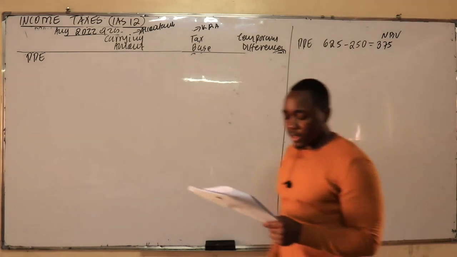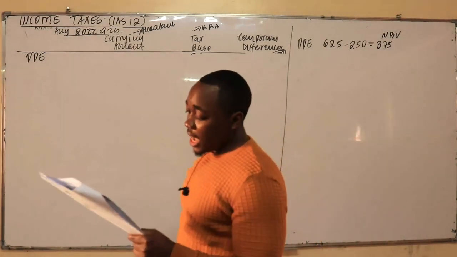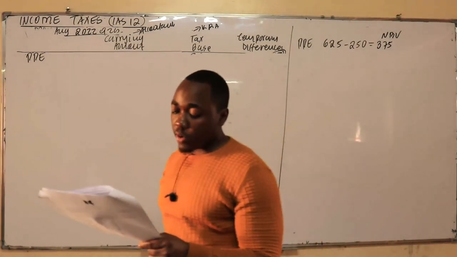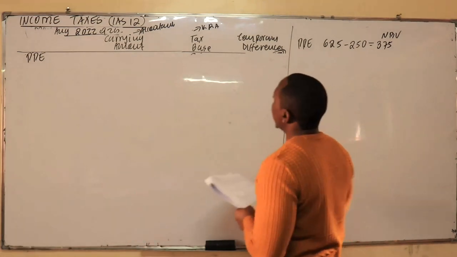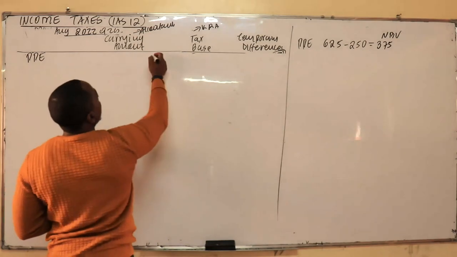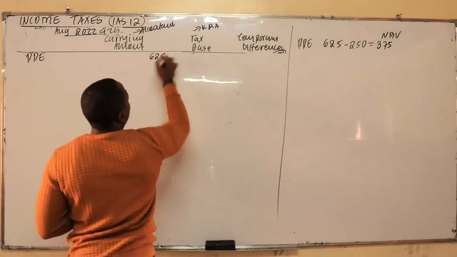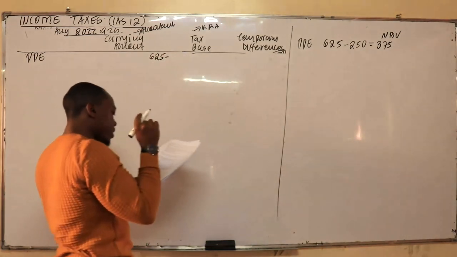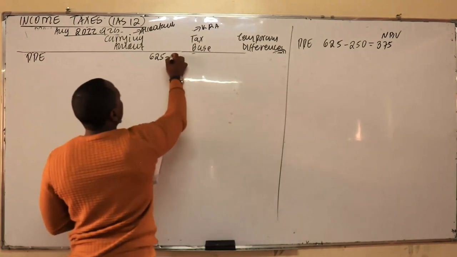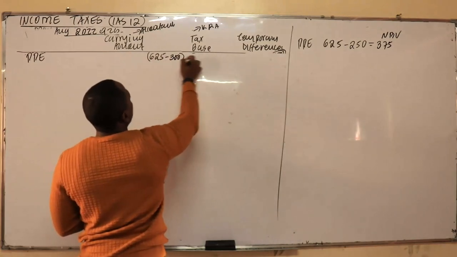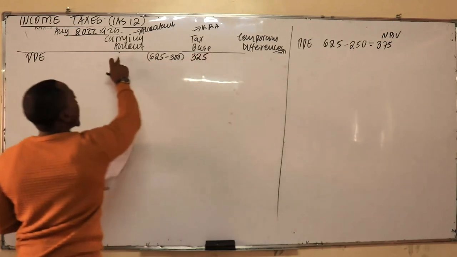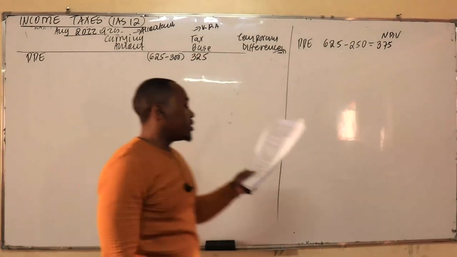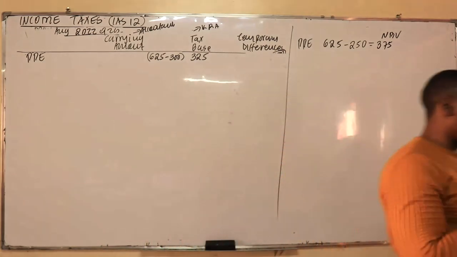Good. Then you are told that the entity has claimed a total capital allowance on PPE of? That's the taxman now. The taxman will take the cost, which was 625. The taxman will recognize the wear and tear, an amount of 300. So the tax base will be an amount of 325. And how much was the current amount? It's not 375. Let's read the last sentence.